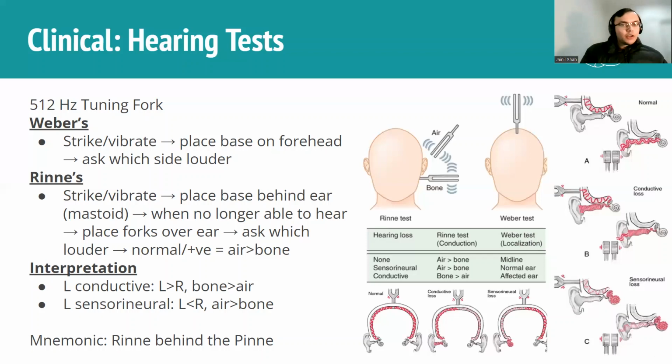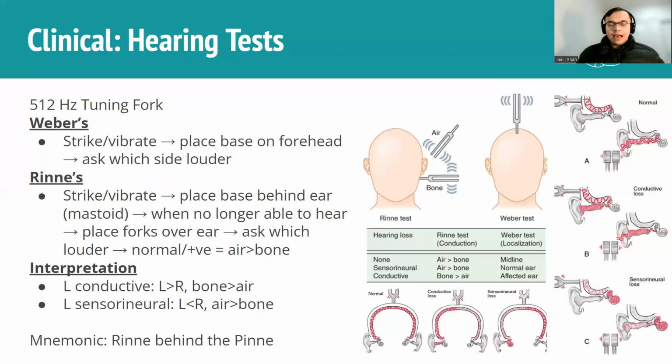Was the air conduction louder? Was the bone conduction louder? And because our ears have been engineered to be optimized for air conduction, the air conduction should have sounded louder than the bone conduction to the person, right? So the normal test would be the air conduction being louder than the bone conduction.